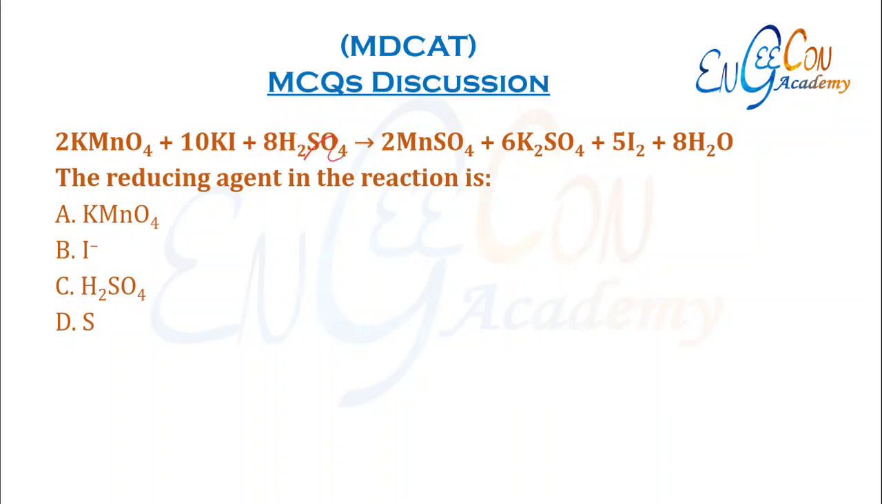2KMnO4 plus 10KI plus H2SO4, the reducing agent in the reaction is? So here we look at manganese, its oxidation state is plus 7 and here it gets converted into plus 2. So manganese is reduced. Here iodine is minus 1 and here it gets converted into 0. So iodine itself is oxidized, which means that it is reducing KMnO4. So this KI is basically a reducing agent. So in KI we have I minus, which behaves as reducing agent.